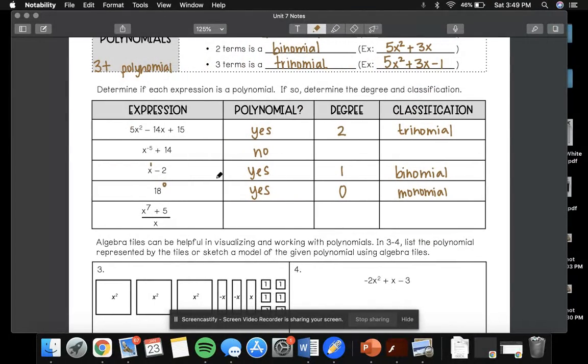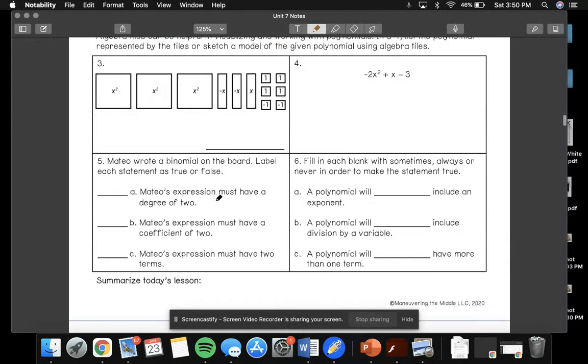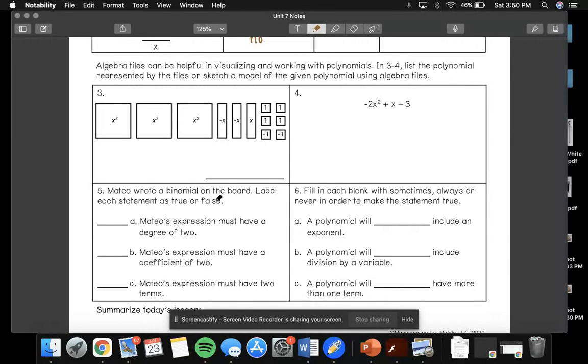Okay. All right, and then this final one, we have x to the 7 plus 5, all divided by x. Dividing by x nixes the idea of a polynomial, so we can stop right there. Okay. Algebra tiles can be very helpful when visualizing and working with polynomials, and we'll use that while we're doing the rest of this unit.